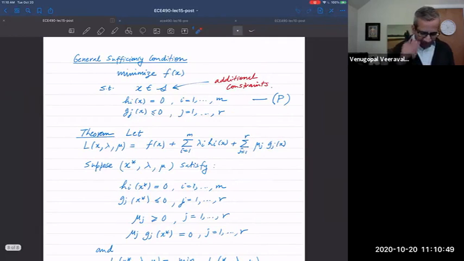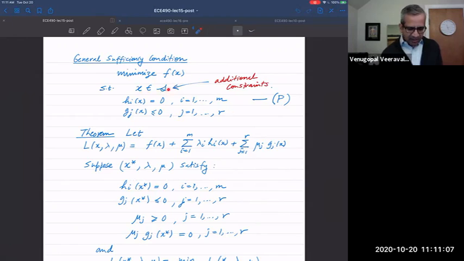But then we ended the class with a comment about the general sufficiency condition. So in this setup, we're trying to minimize f over some, say, x could belong to some constraint set S, and in addition to that, you had some equality and inequality constraints. Now, these additional constraints in S don't have to be there. It could be the real R^n. But just to keep this problem general, we allowed for this to be some other constraints that may or may not be equality constraints.